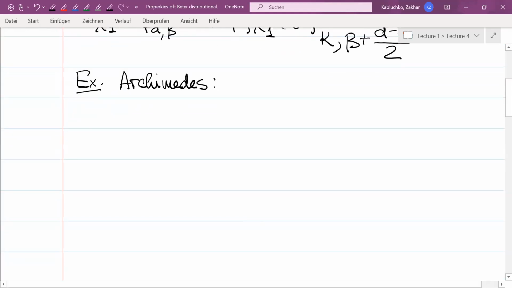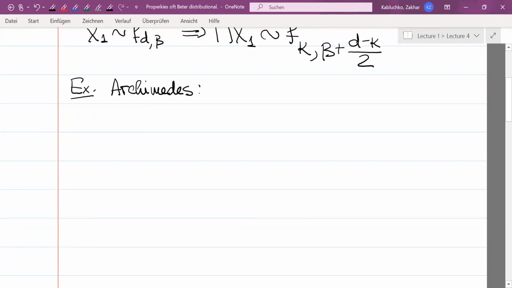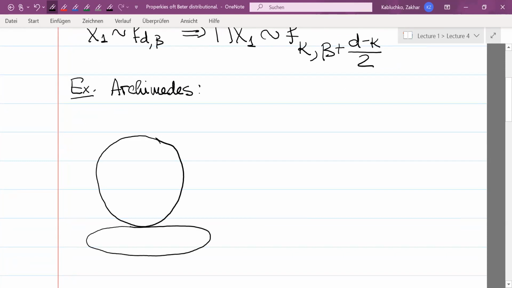whose result is as follows. If we take a sphere, of course in 3 dimensions, and inscribe it into a cylinder like this. I cannot draw it, unfortunately. I'm sorry for this very bad picture.